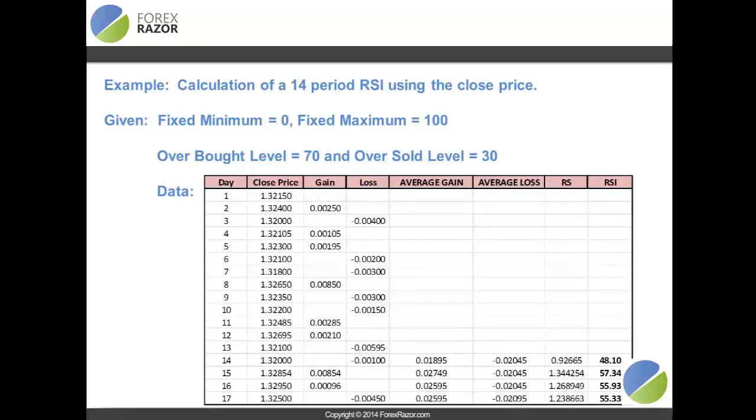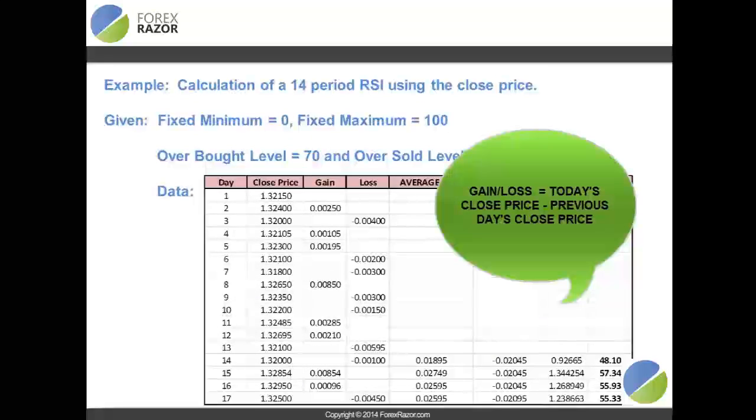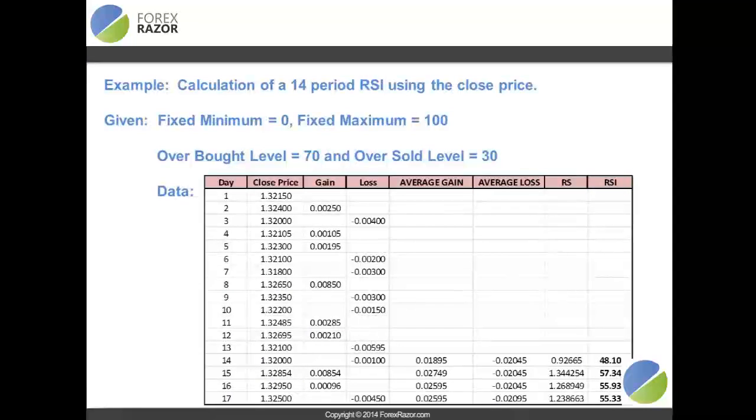We calculate the difference between the close price of each day from the previous day's close price to determine whether there has been a gain or a loss. If the previous day's close is higher than today's close, it is considered to be a loss. While if the previous day's close price is lower than today's close price, it is considered as a gain.